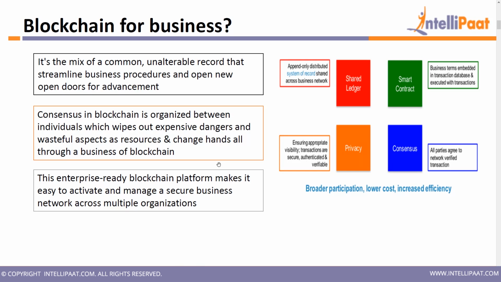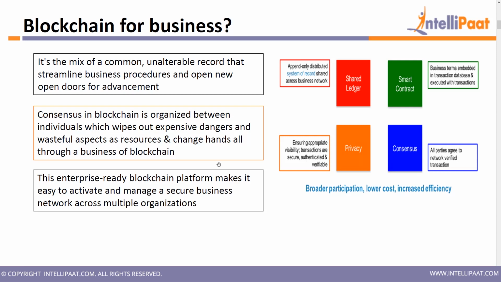Nobody wants their information to be altered or changed by any kind of virus, hackers, or intruders. Second, consensus in blockchain is organized between individuals, which wipes out expensive risks and wasteful aspects as resources and assets change hands throughout a blockchain business. What we're trying to say here is that removing mediators removes quite significant cost. This way you also remove risks caused by humans, intentionally or unintentionally, to your system in order to benefit themselves.